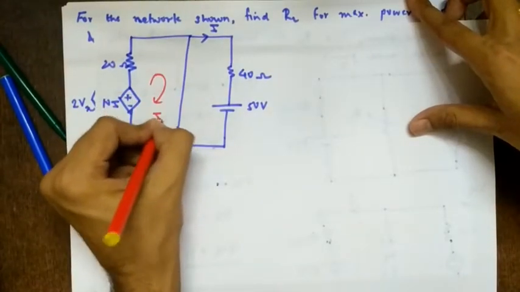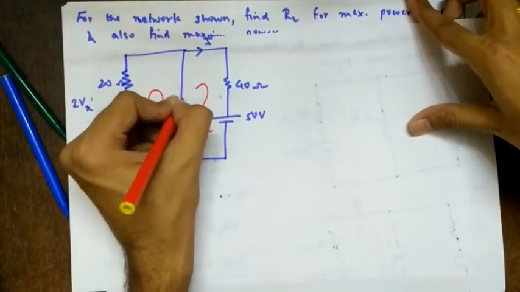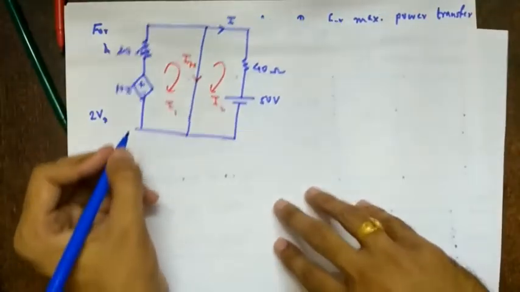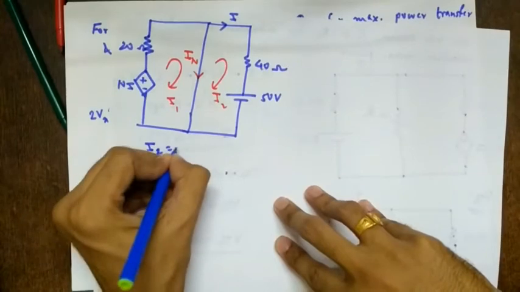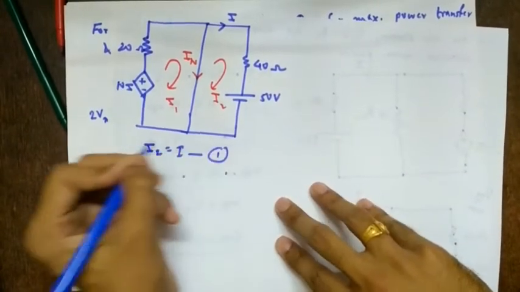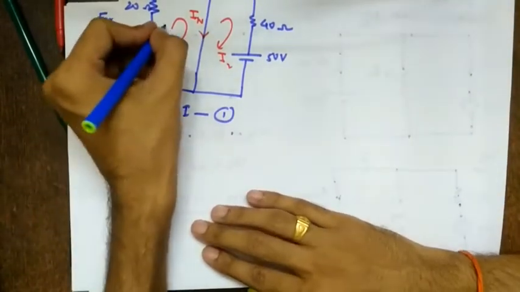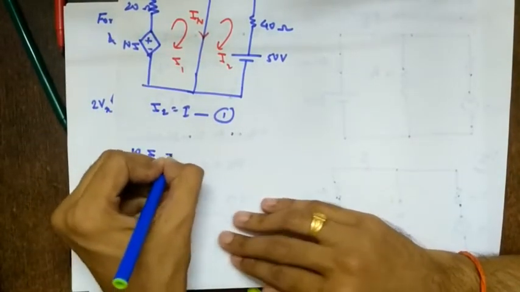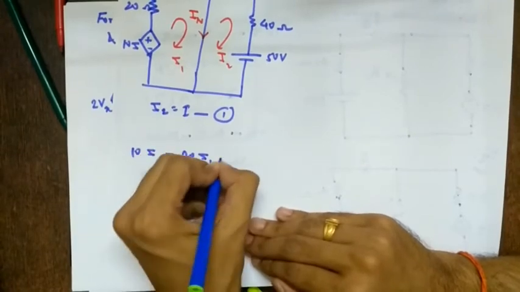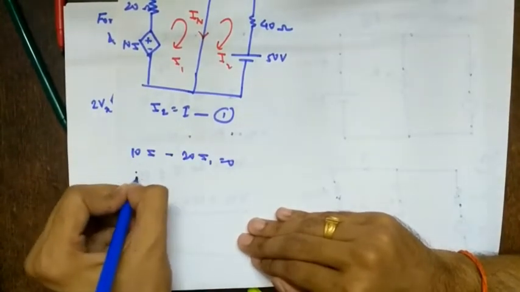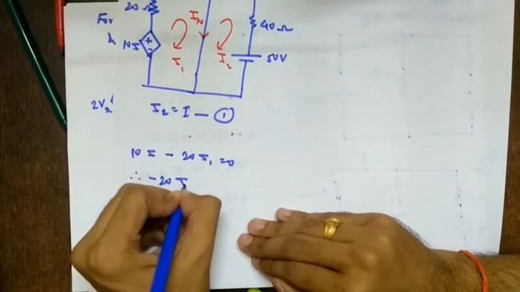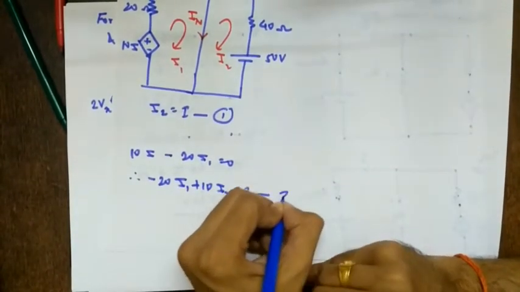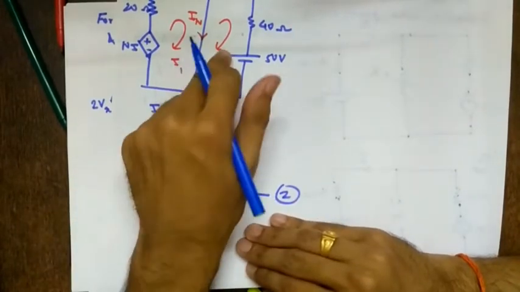Next, what will we do? We'll say this is I1, this is I2, and this is IN, which we have to find. So the dependent variable first we'll write: I2 equals I, the first equation for the dependent variable. Then you will apply KVL to this loop and this loop. So 10I minus 20I1 equal to 0, and I is I2. So, writing I1 first, minus 20I1 plus 10I2 equal to 0. Equation number 2.